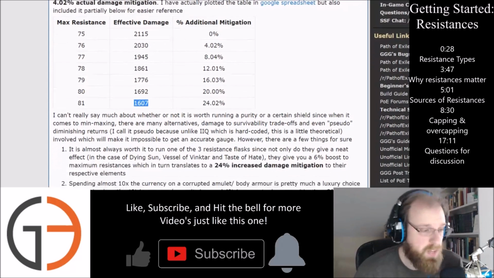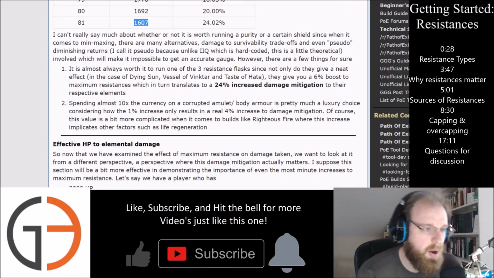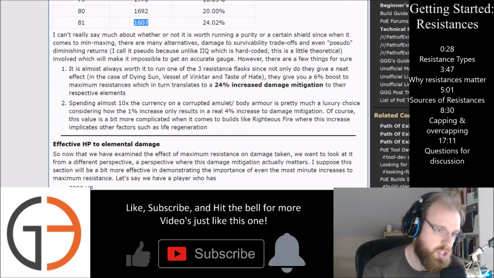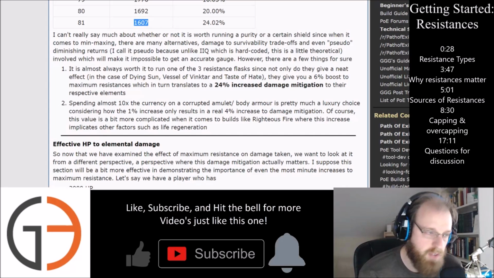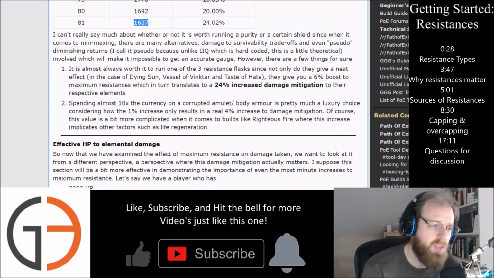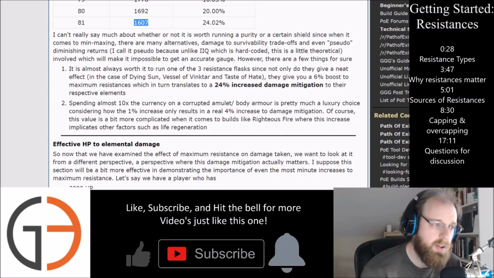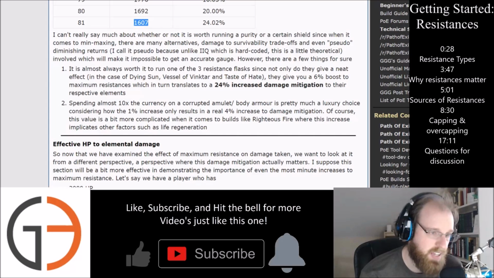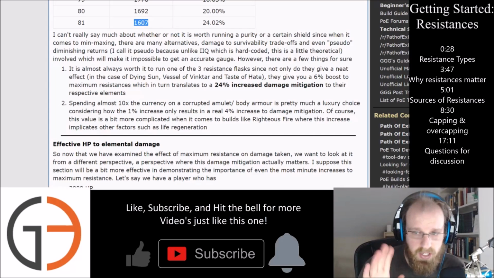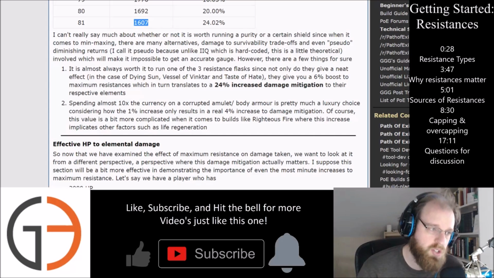That's a big difference. So he says, I can't really say whether or not it's worth running a purity or a certain shield, since when it comes to min-maxing, there are many alternatives, damage to survivability trade-offs and even pseudo diminishing returns. I call it pseudo because unlike increased item quantity, which is hard-coded, this is a little bit theoretical, which will make it impossible to get an accurate gauge. However, there are a few things that we can be sure of. First off, it is almost always worth it to run one of the 3 resistance flasks, since not only do they give you a neat effect, they also give you a 6% boost to maximum resistances.